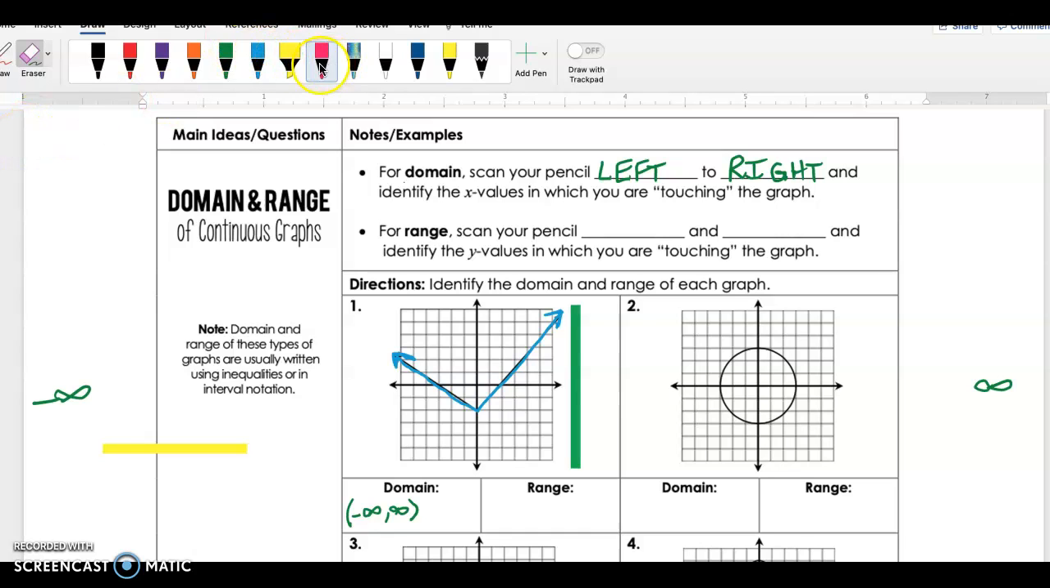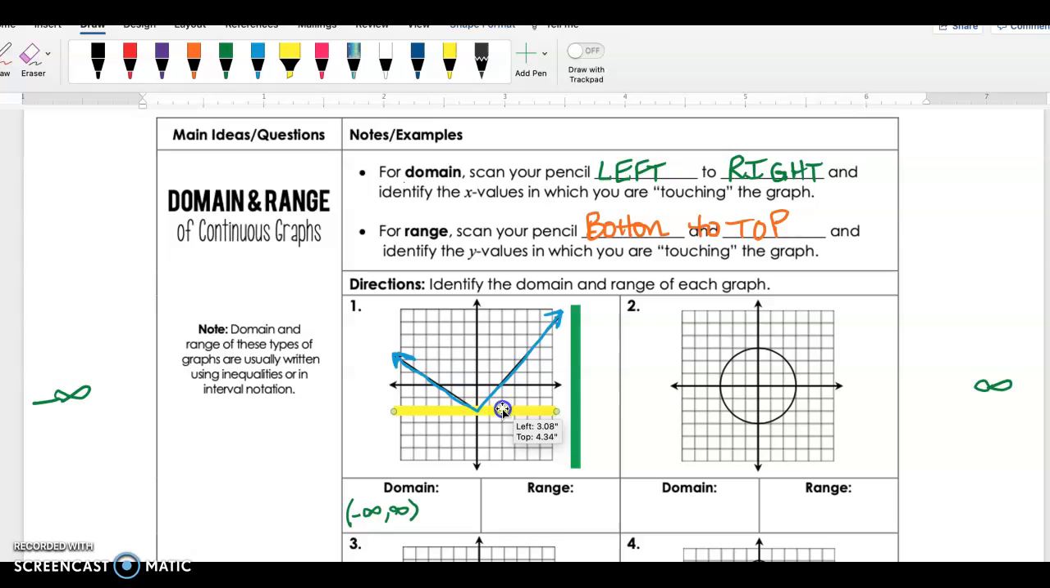All right, so now let's take a look. I'm not going to write in yellow for this one, I'll write in orange so you can see it. For your range, we want to scan your pencil from bottom to top. I say bottom to top. I also say bottoms up just because I think it sounds funny. Okay, so here we go. We're going to put this at the bottom of the graph. Right now, it's touching the y-axis, and as I move it up, it's touching the coordinate graph, but is it touching the actual function, the blue? It is not.